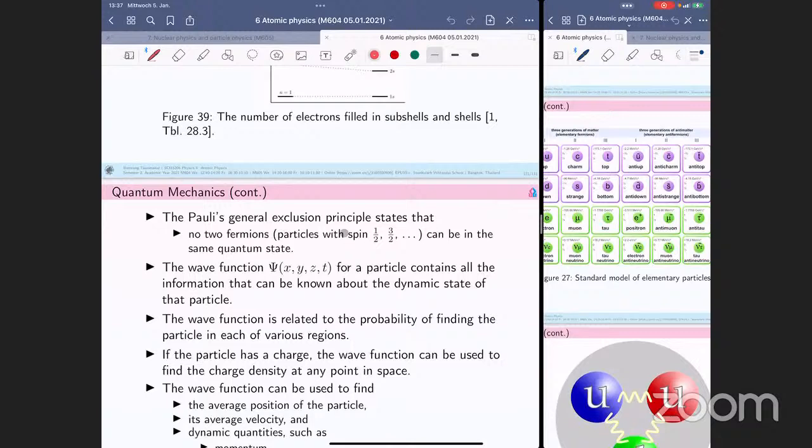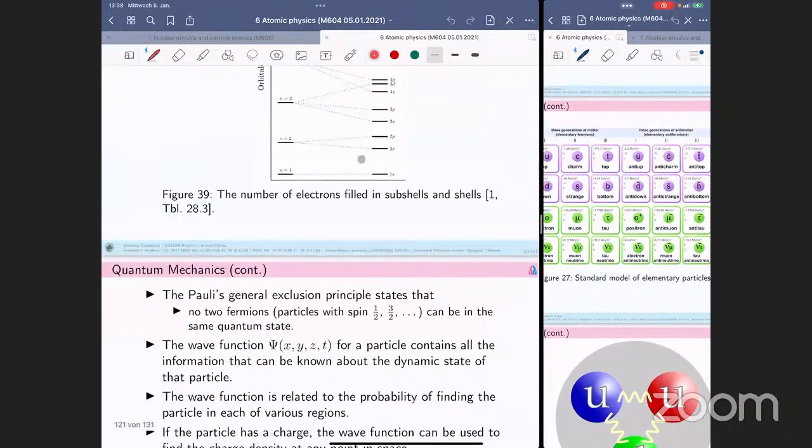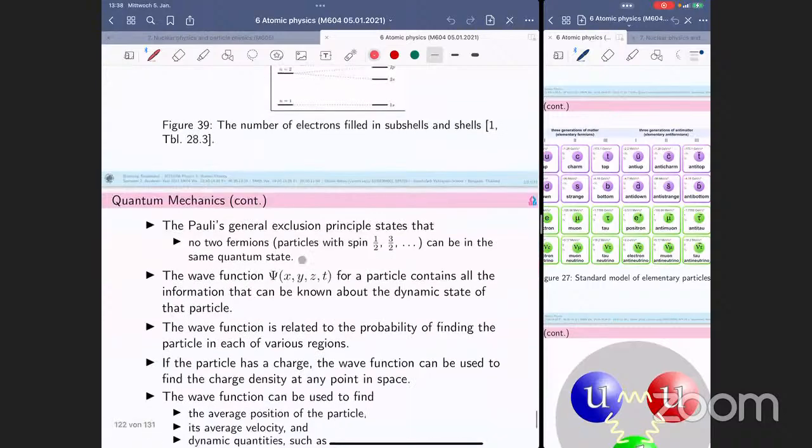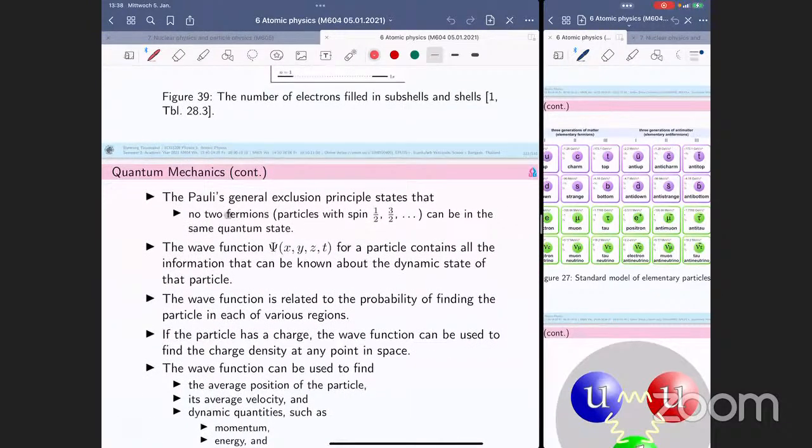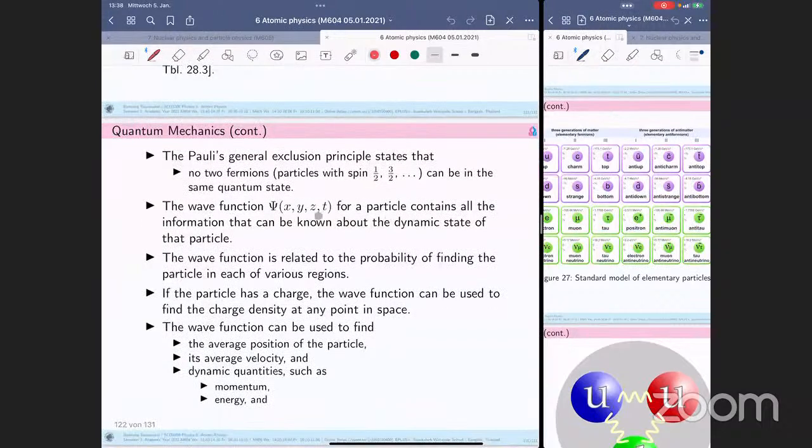That's why it's called exclusion, because the quantum state should be different for different fermions. A fermion cannot stay at exactly the same point at exactly the same time. That's the condition given by Pauli. The wave function, which is the psi function depending on x, y, z and t for our particle, contains all the information that can be known about the dynamic state of that particle. All these particles could be explained by the wave function.